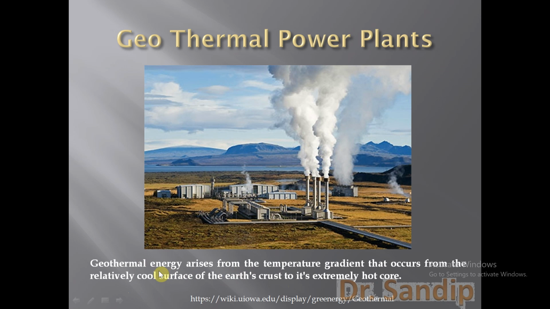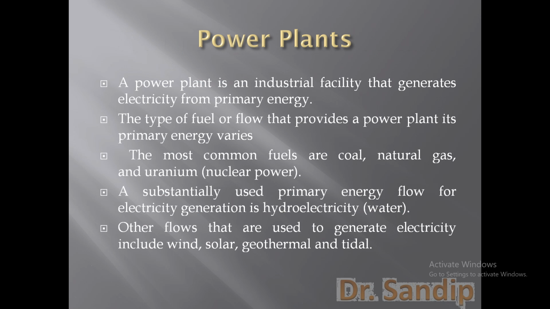Next we have got the geothermal power plants. These are something more natural, because there are some geothermal energy sources. It arises from the temperature gradient from the relatively cool surface of the Earth's crust to its extremely hot core. So in case there is a difference in temperature between the surface and the core, we are going to get some kind of energy generated, which we call geothermal energy, and that is also a byproduct of heat energy. So that's the term we are using: geothermal power plants.